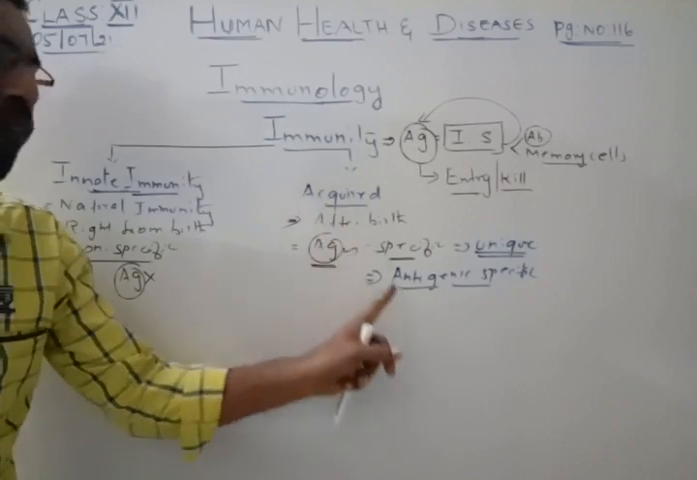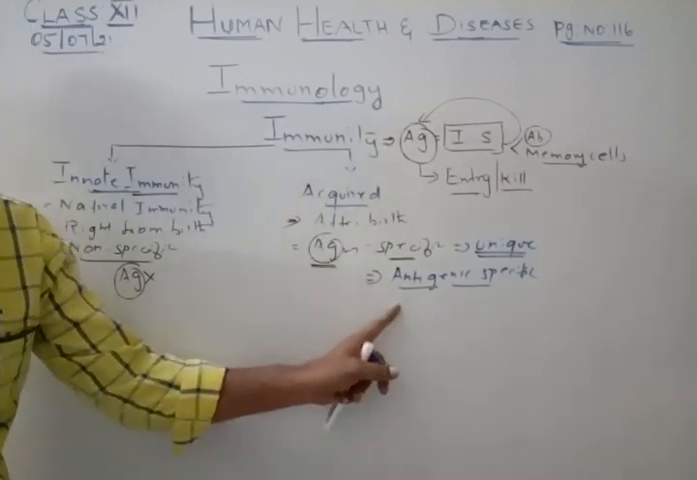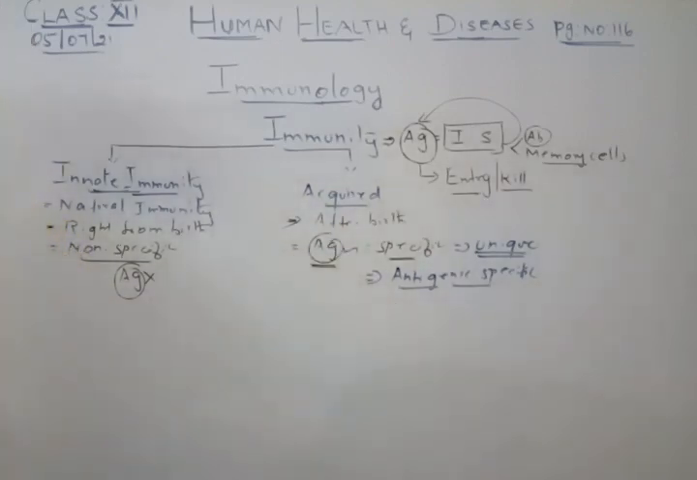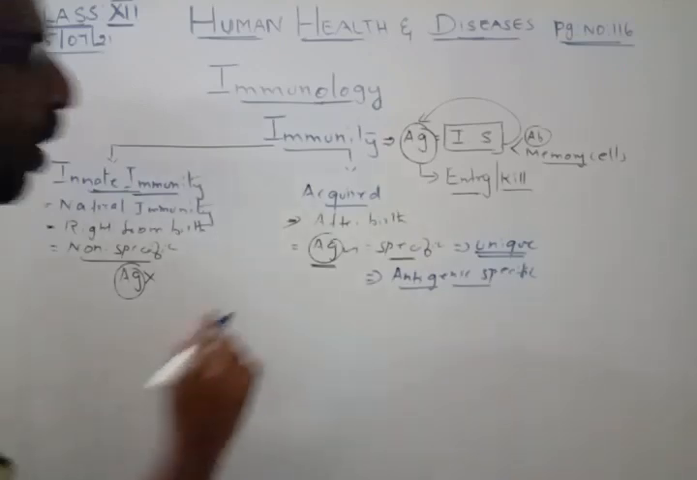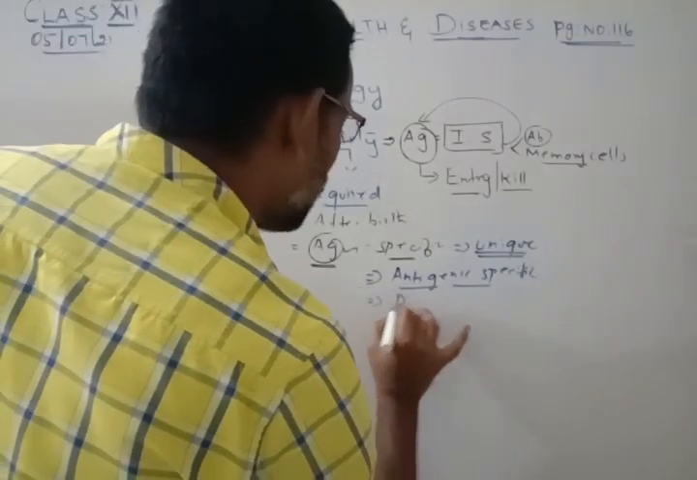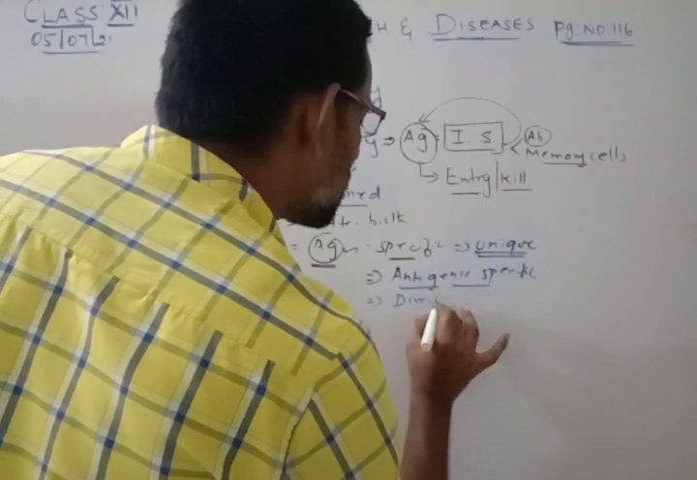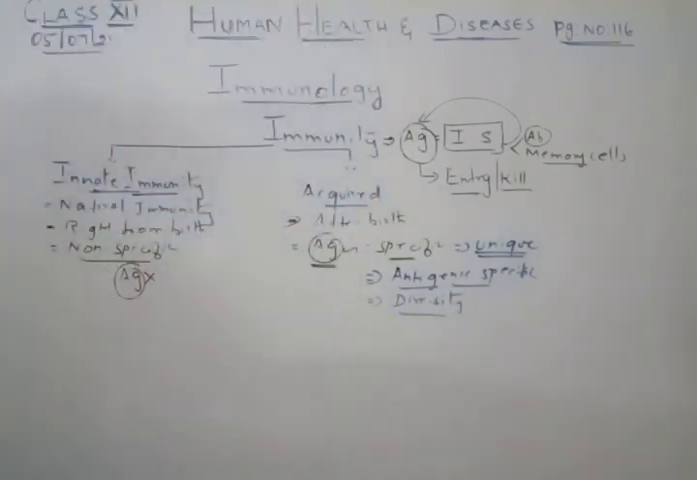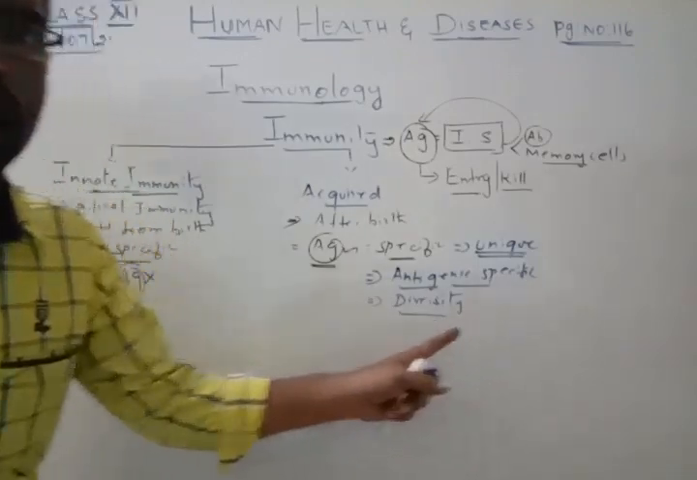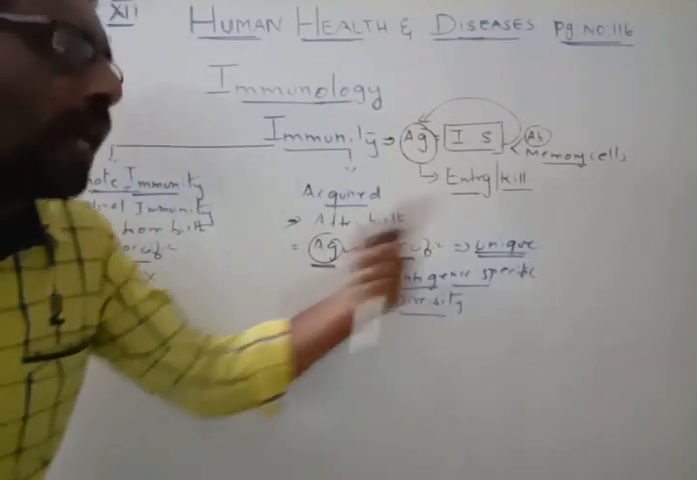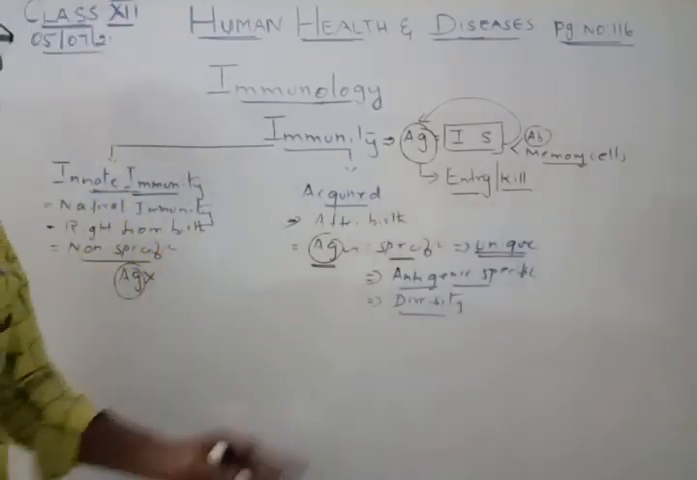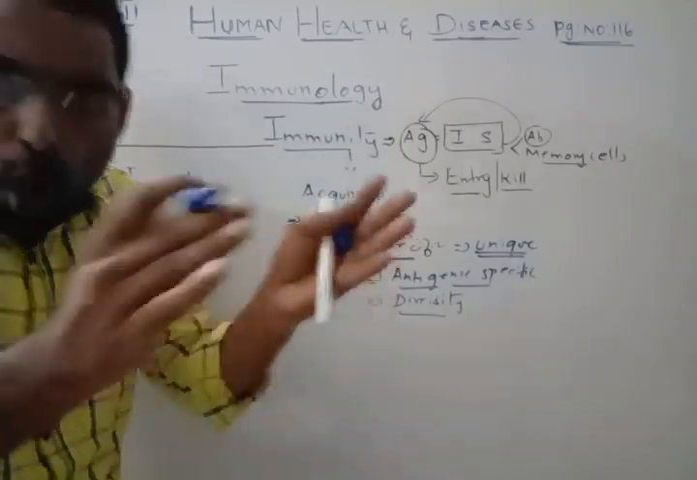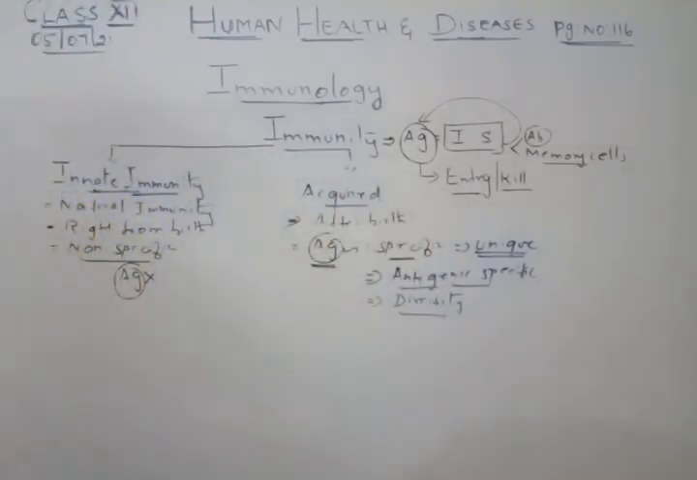The immunity will fight with only a specific type of antigen. That is why it is called specific immunity. And the second one is called diversity. Diversity means it will fight with different types of antigen, not the same type of antigen. It fights with different types of antigen at the same time. A vast number of antigens it will also be destroying.